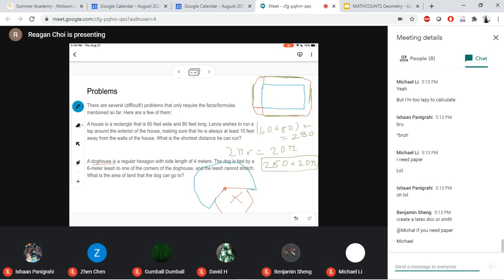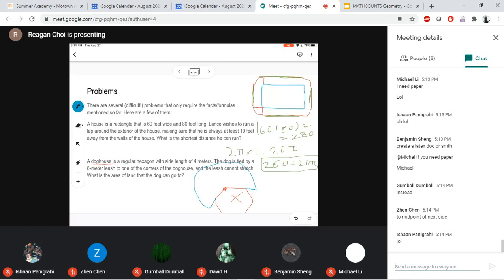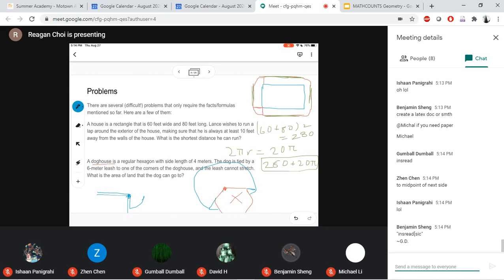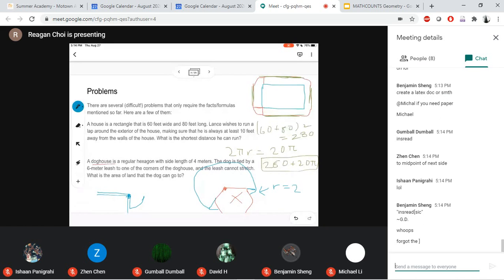Where else can you go? Yeah. So of course, if the dog is here, you can curve over, and it becomes curved like that. But if you think about it, let's say there's a corner and the leash is this way. You have to turn, and then you have to pivot from this vertex. So this part of the land actually has a radius of 2 instead of a radius of 6, because the leash can't go through the doghouse.